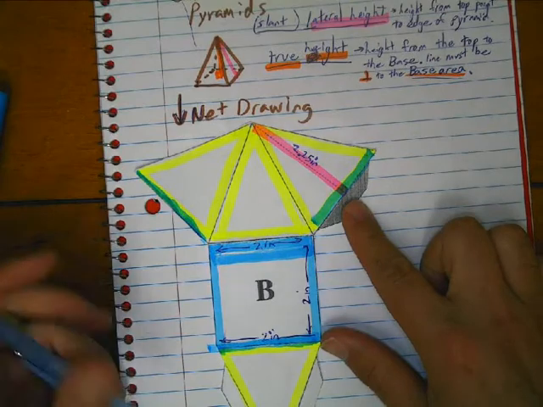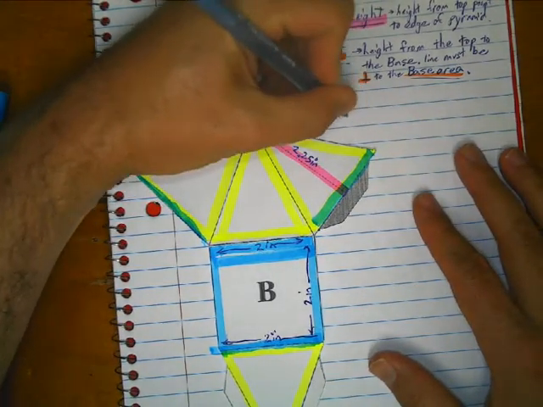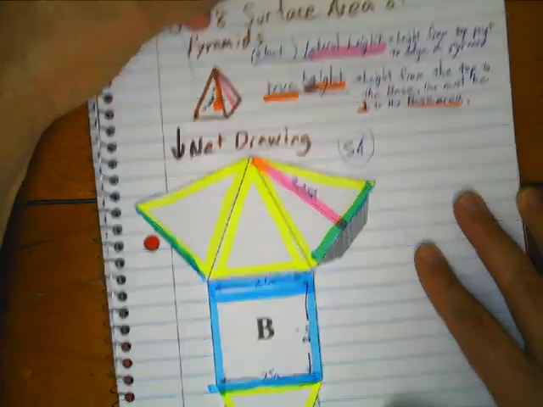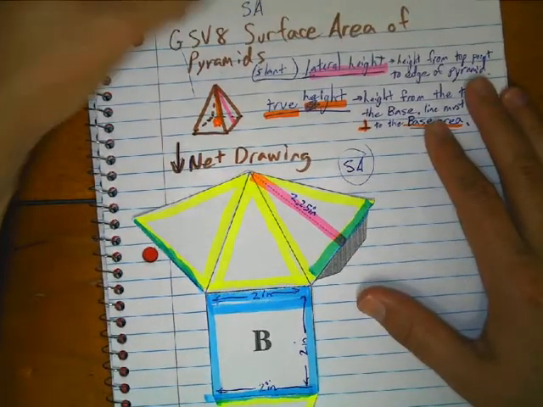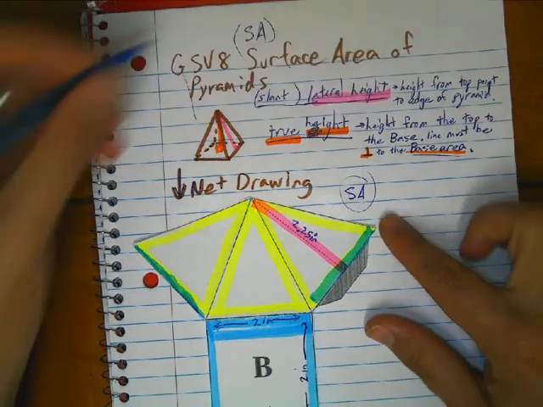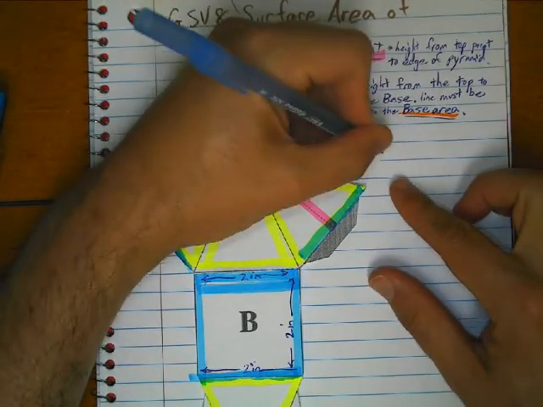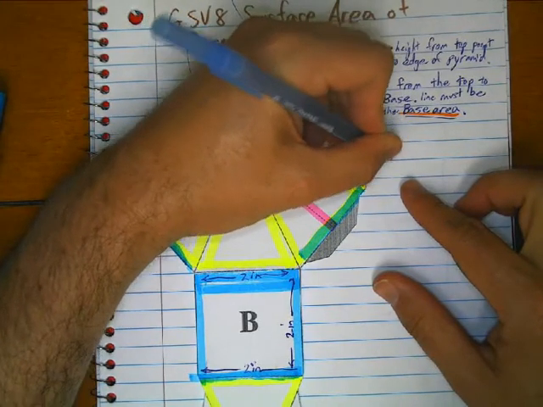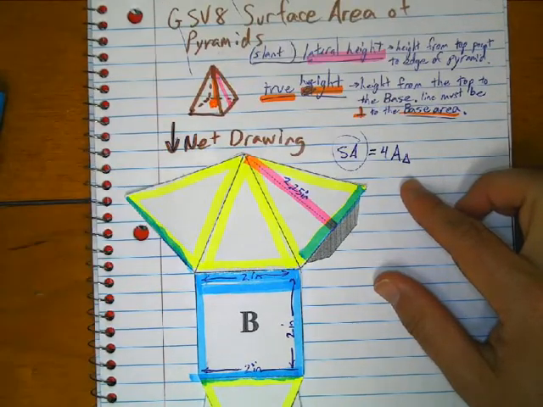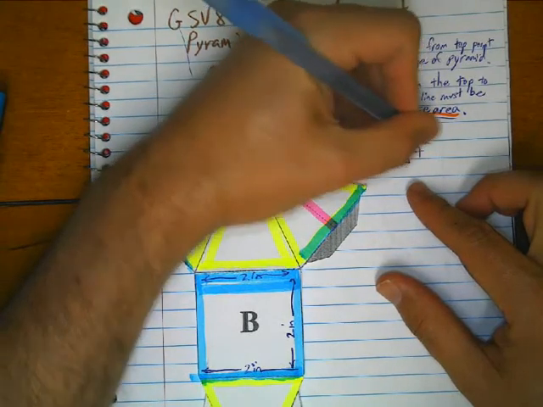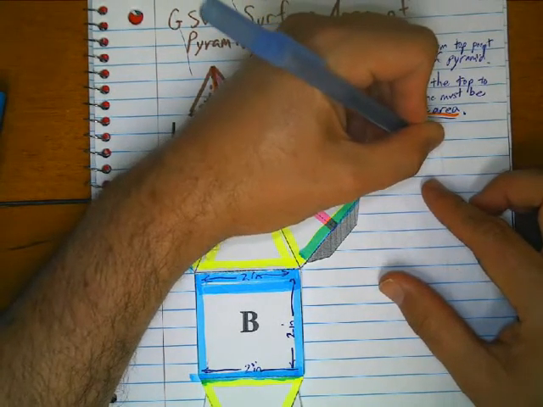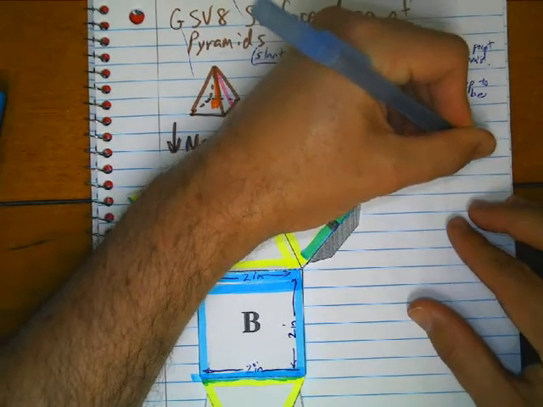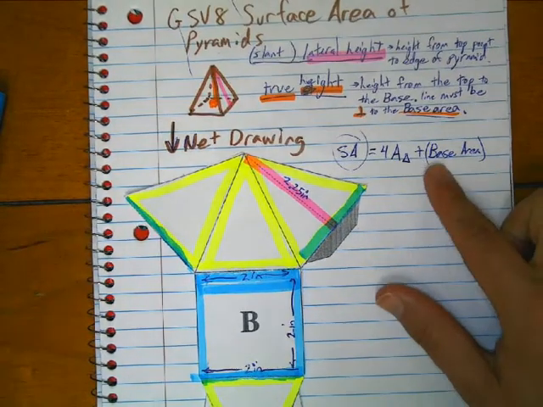So the surface area, I'm using SA for surface area, is equal to the 4 areas of the triangles plus the area of the base. And as I mentioned before, I use a capital B for base.